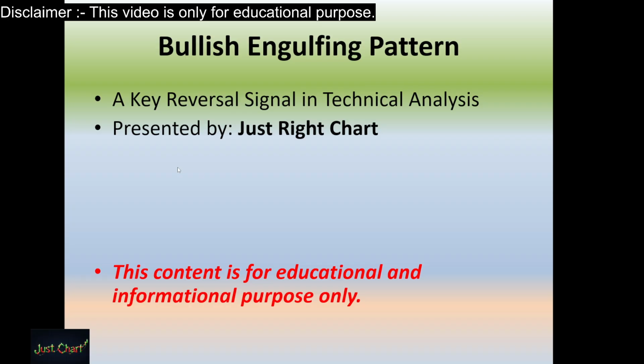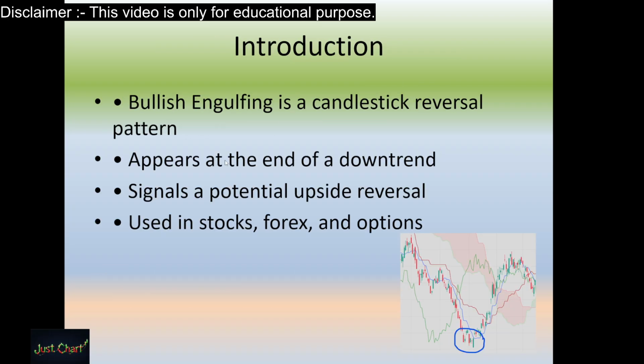So the bullish engulfing pattern is one of the candlestick patterns, and this pattern mostly occurs as a key reversal signal in technical analysis. Whenever the market is going in the downward direction and is about to change its direction to the upward side, this particular pattern gives some idea about the market reversal signal.